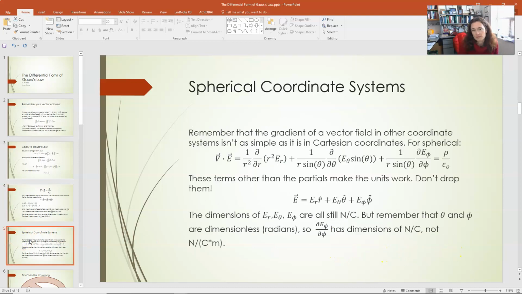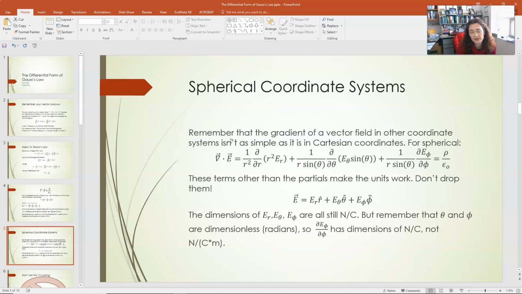So, why am I harping on this? Let's now look at what the gradient of the electric field looks like in different types of coordinate systems. The one I'm going to pick on first is spherical coordinates, okay? If you remember your Calc 3, you might remember that when you're doing the gradient in other coordinate systems, it's not as simple and happy looking as it is in Cartesian.